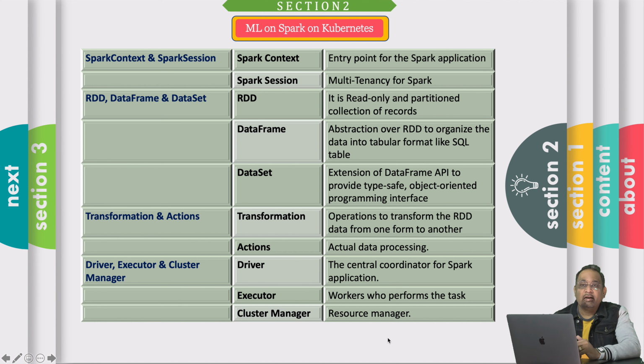About the actions, unlike transformation, we just create the execution plan, that is DAG. Actions are the operations which actually get executed when they are called. And at last, Spark driver, executor and cluster manager.